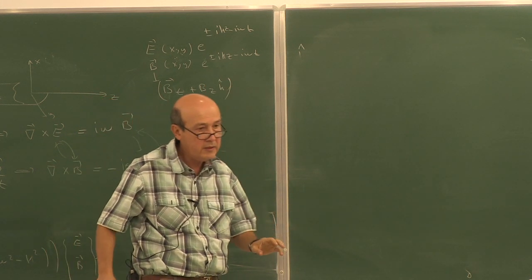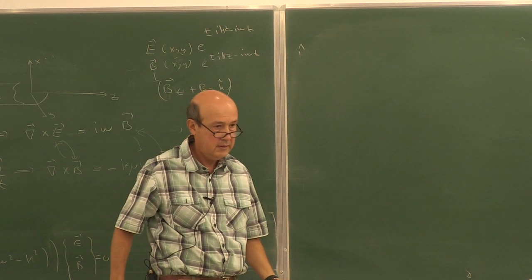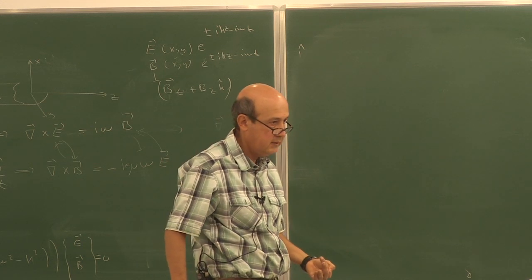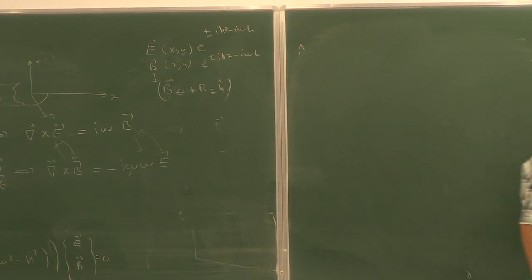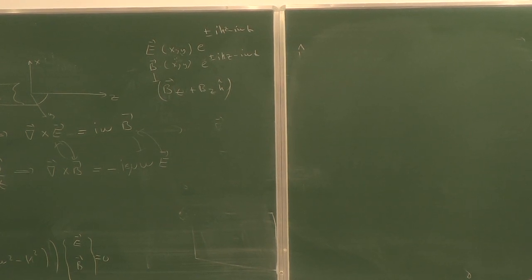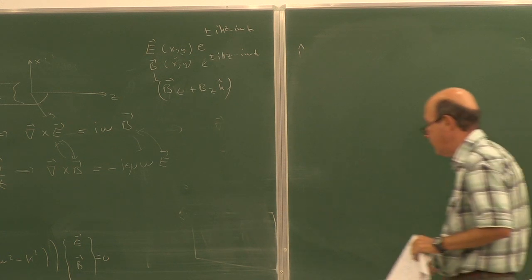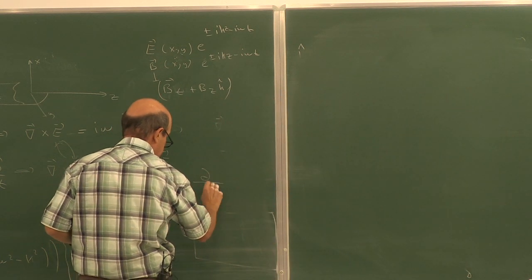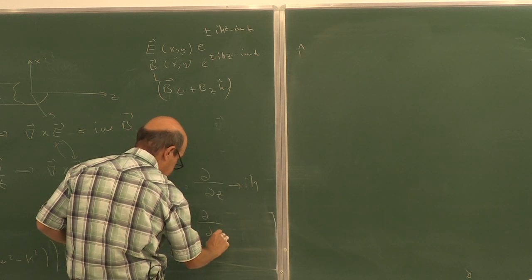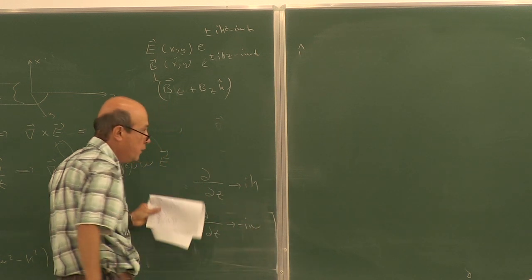Therefore, what can I write instead of del over del z? You have del over del z here. If you put the solution, you have the exponential term as e to the plus minus ikz. Derivative of this with respect to z is what? ik. So you can replace del over del z with ik. You know that del over del t is replaced by minus i omega for the exponential solutions.